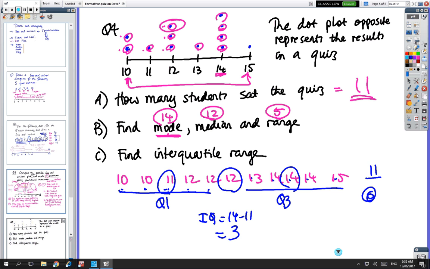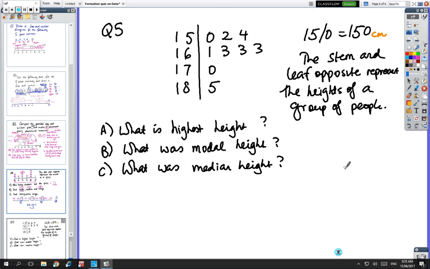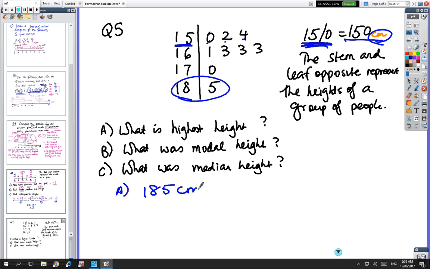Moving on. Okay, so this is the last question. It'll be stem and leaf. Again, you're given a little legend about what the numbers mean. So this has got 2 stems and then you've got 1 leaf. So 150 means 150, and I've said centimetres. So this is the height of a group of people. Here are some questions to do. Again, pause if you want to, otherwise just watch. Okay, so that's the highest number. So the highest height is 185 centimetres.